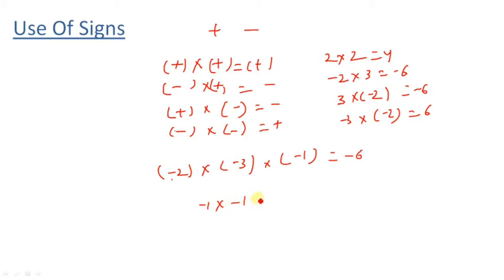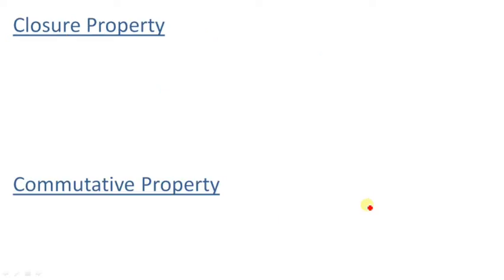Suppose you have minus 1 into minus 1 into minus 1 into minus 1. What will be the result? Minus into minus is plus, plus into minus is minus, minus into minus is plus. So the result will be plus 1. Okay. So similarly, in this way, signs are used in the multiplications of integers. Now let us see some properties of multiplication of integers.